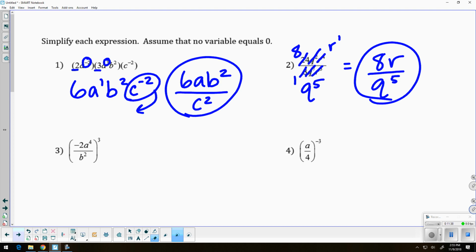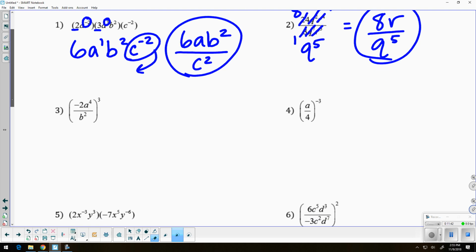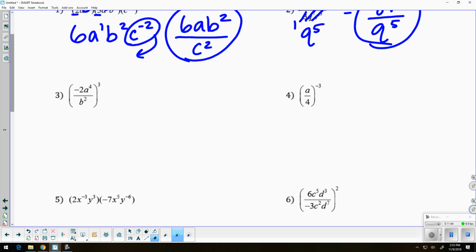Okay, the next one, number 3. You have the quotient of -2 a to the 4th over b squared, and the whole thing is being cubed. So again, with the laws of exponents, you want to cube everything inside. You want to distribute to each and every single term, cubing everything.